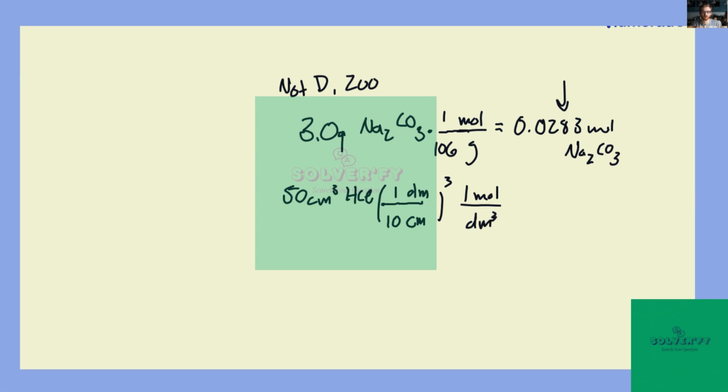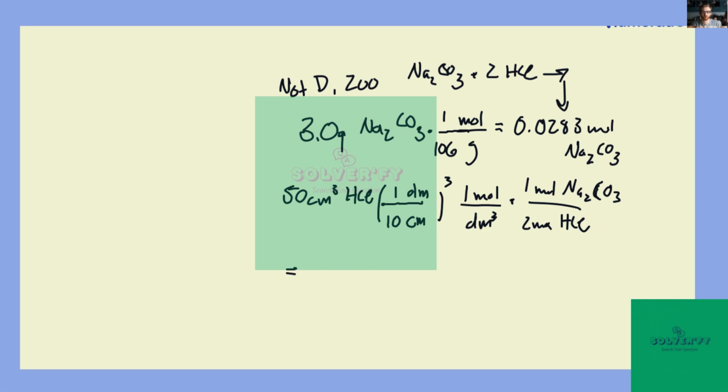But then recall that in our reaction, we have sodium carbonate plus 2 HCl, right? So the actual ratio between sodium carbonate and our HCl solution is 2:1, 2 HCl's for every 1 carbonate. So if we want to find out how many moles of sodium carbonate this can react with, we need to go 2 moles down here of HCl for every 1 mole of sodium carbonate. Okay. So from that, we would get the answer.